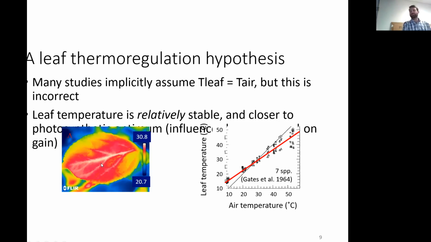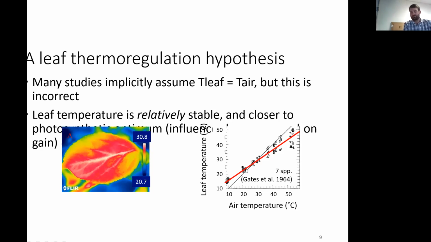So I was really interested in the differences between leaf and air temperatures. I started digging back into the old literature, and I came across this paper by David Gates et al. from 1964. It was published in a very obscure journal. I think it had been cited like 7 times when I found it. And this had some really intriguing data in it.